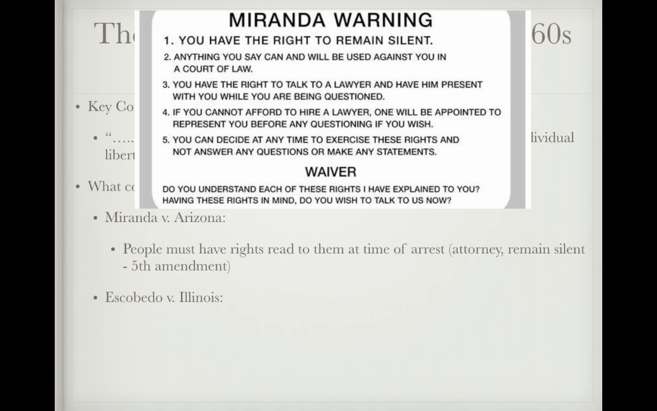Escobedo versus Illinois, this is along the same lines of the Miranda warnings. You have the right to an attorney at the time of arrest. So when you're arrested, you have the right to call your attorney and have your attorney present during questioning.